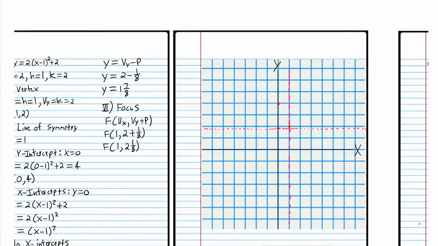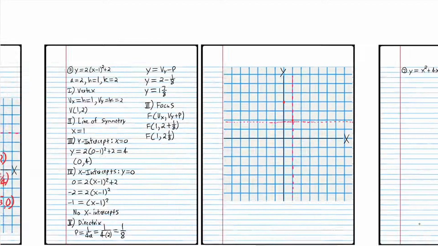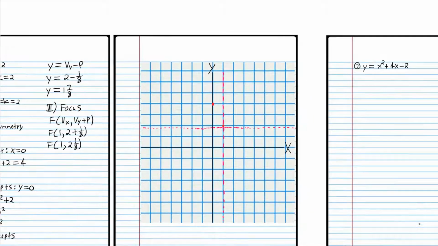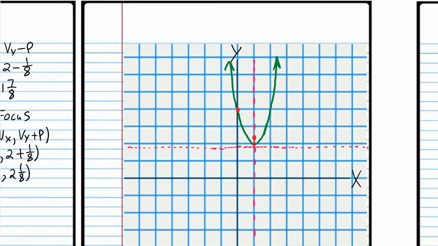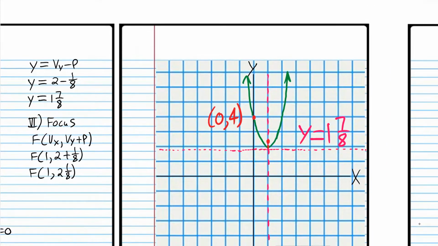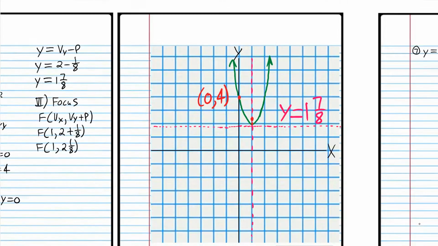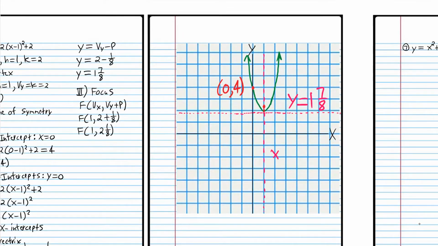Roughly. And the focus is 1 and 2 1/8, which is about here. So we probably need to graph another point, but we can see another point is just going to be there, so that's going to be good enough. And this is 0, 4, and the equation of the directrix is y is equal to 1 and 7/8. And the equation of the line of symmetry is x is equal to 1.